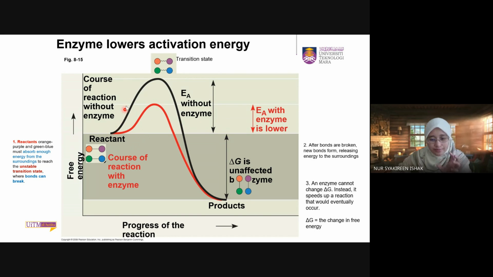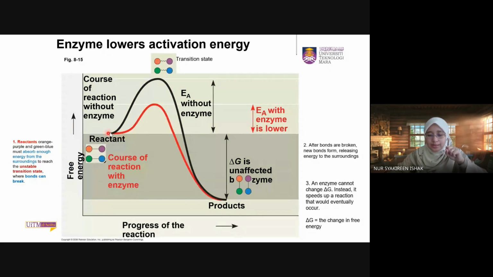Why is the graph a lot higher? Because the reactant, the substrate, needs to absorb a lot of energy from the surroundings to cause, for example, the bond within the substrate to vibrate, in order for the bond to be broken. This is the condition we call the transition state before the reactant is converted into product.